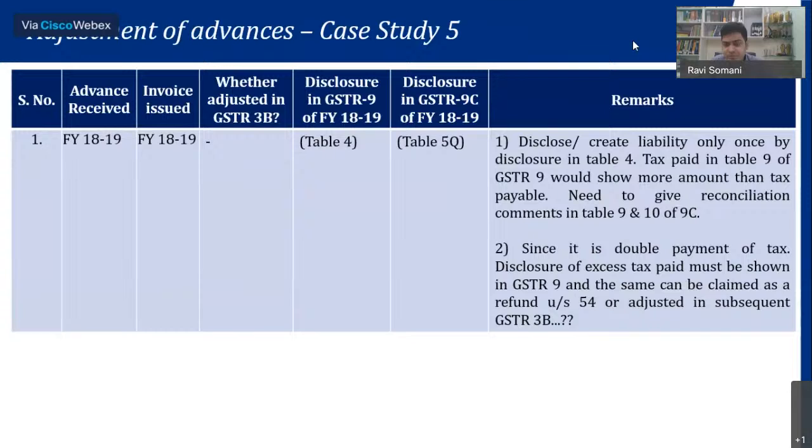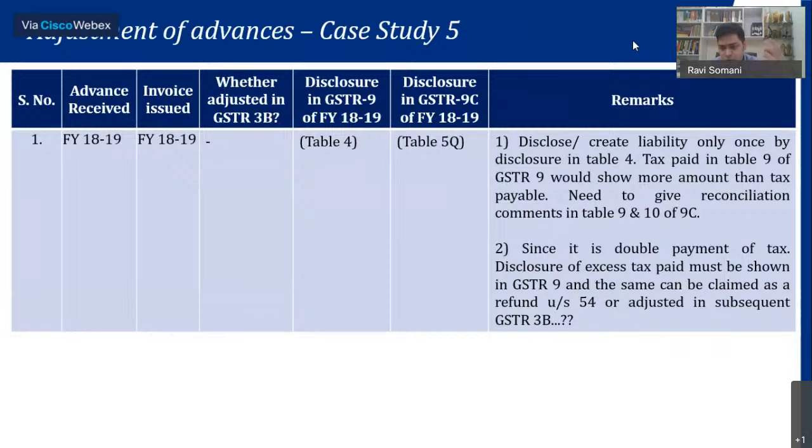Adjustment of advances. In some cases, it is seen that the auditee has not adjusted the advances. They have paid the taxes twice. They have paid the taxes on advances, and at the time of issuance of invoice they did not adjust that advance against this invoice and again paid the taxes. So it's a double payment of tax. Just because somebody has paid double tax, don't self-assess the tax liability twice. Put only one. Either you put advances or you put invoice.